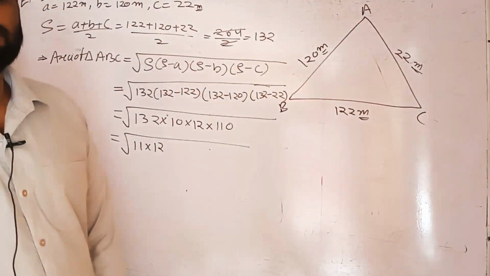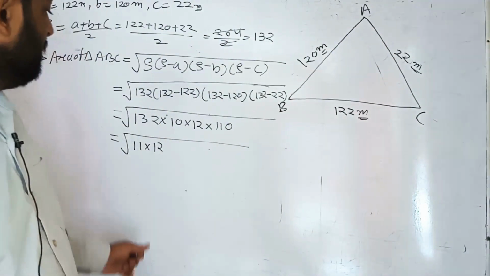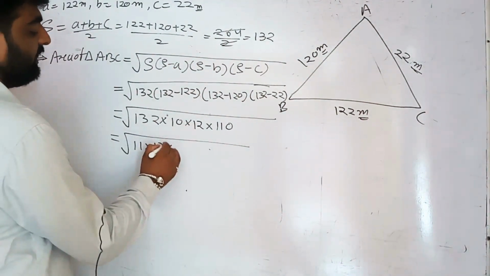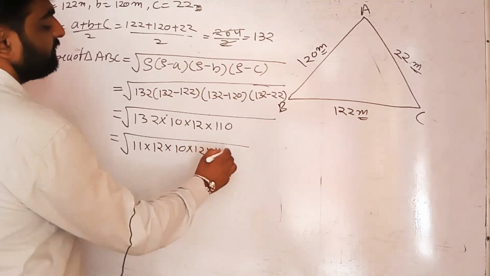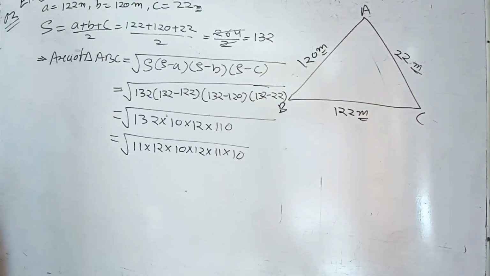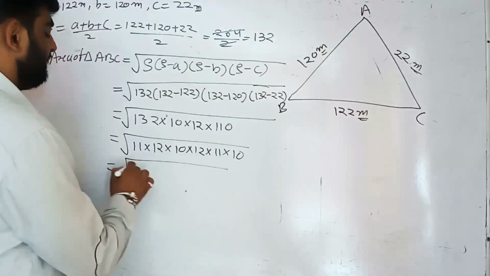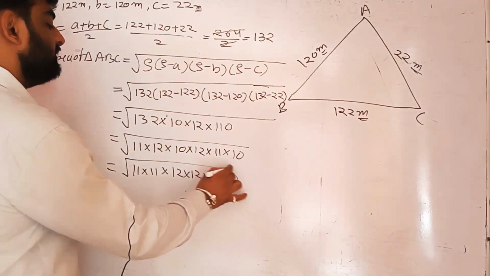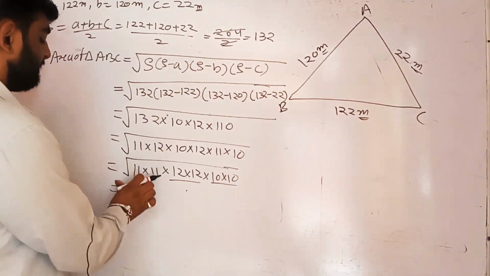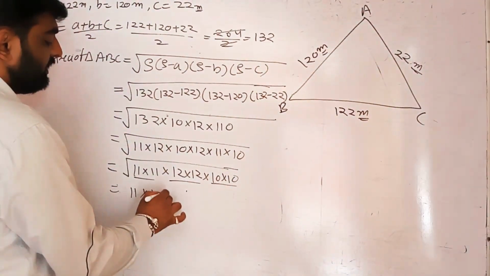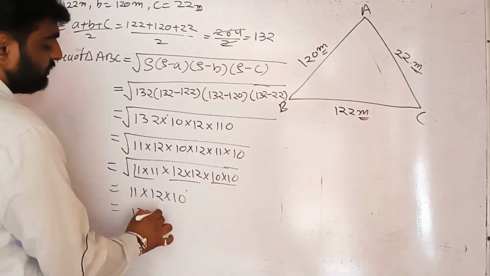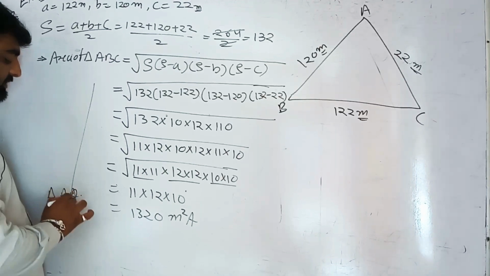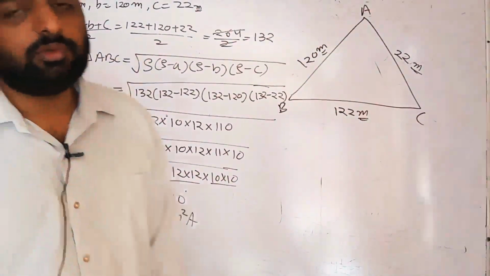Why do we factorize 132 as 11 into 12? Why can't we factorize it as 2 into 2 into 2 format? Because 110 is there, so here we have to factorize it as 11 into 10. So all factors are there: two 11s, two 12s, two 10s. Nothing is left over, that is 11 into 12 into 10. So 132 meters square is the area of triangle ABC.